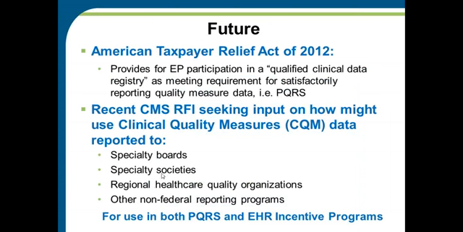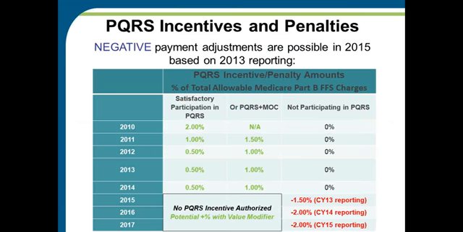And just step back to that slide, we should see how CMS proposes to begin implementing that in the rulemaking process this year. And to take a look at the last few years, current and the future incentives and penalties for PQRS, pointing out that negative payment adjustments are possible in 2015 based on participation this year.